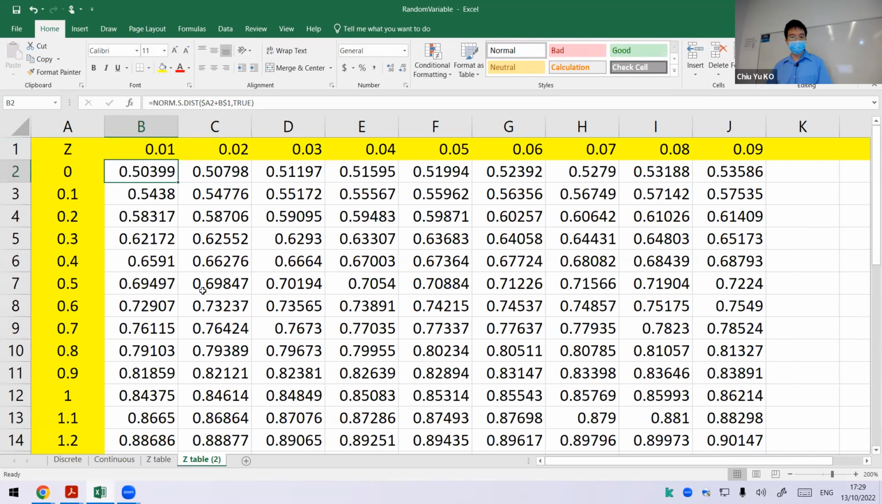Okay, this is the positive Z table. So as I said, you can have as many tables as you want. Okay, so let's have a break, and then we will talk about the sampling distribution after the break.